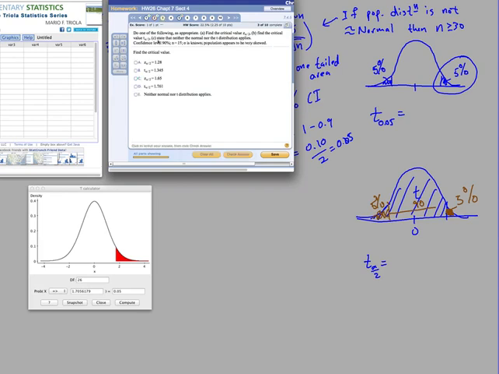Okay, let's do another one. Do one of the following: find the critical value z or t, or state whether neither normal nor t applies. Okay, so 90%, n is equal to 15. This is known. The population appears to be very skewed.